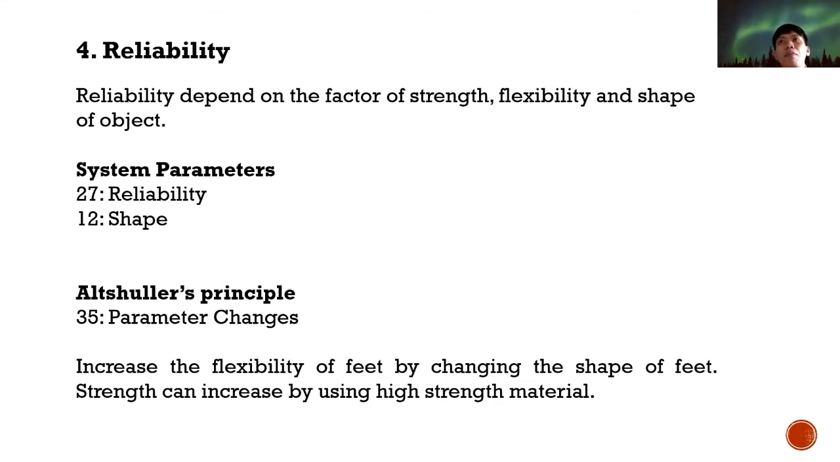And the fourth one is the reliability. Reliability depends on the factors of strength, flexibility, and shape of the object. So the improving feature is the reliability. I choose the parameter change, which is to increase the flexibility of the feet by changing the shape of the feet and increase the strength by using a high strength material.